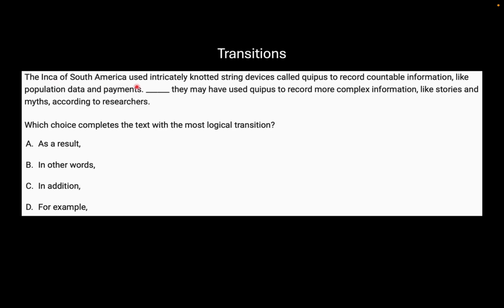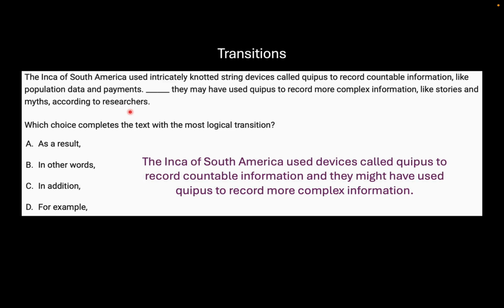The Inca of South America used intricately knotted string devices called quipus to record countable information, like population data and payments. They may have used quipus to record more complex information, like stories and myths, according to researchers. So basically, the Inca of South America used devices called quipus to record countable information, and they might have used this device to record more complex information. So the keyword here is might.